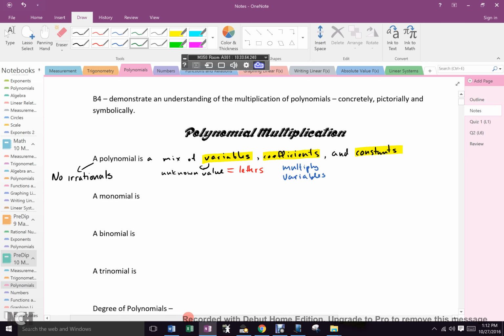Constants. What's a constant? Anybody know? Yeah, it's just a number. Why do we call it a constant? Because it never changes. 7, it's a constant. But 7x is a coefficient because you don't know the value of x. So therefore, you don't know what exactly that 7 is doing. Cool? Everybody good? All right.